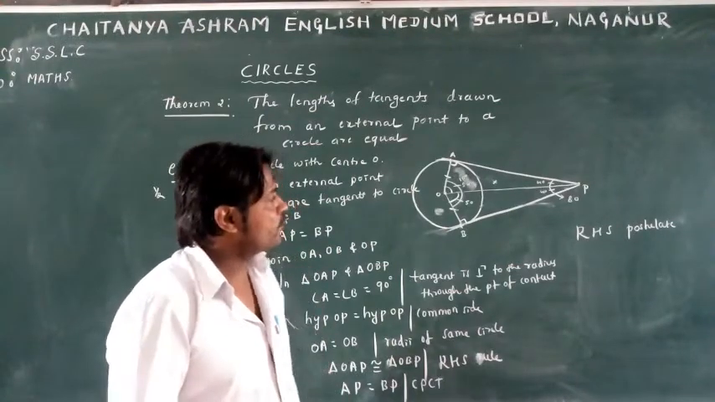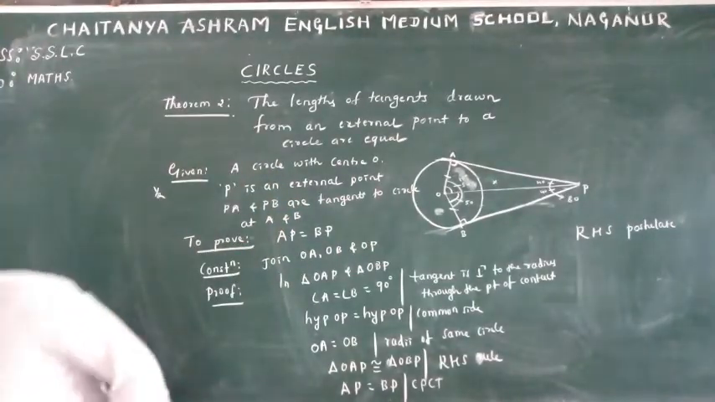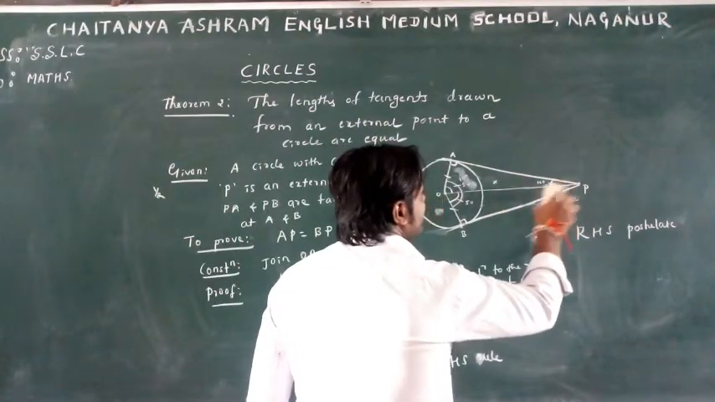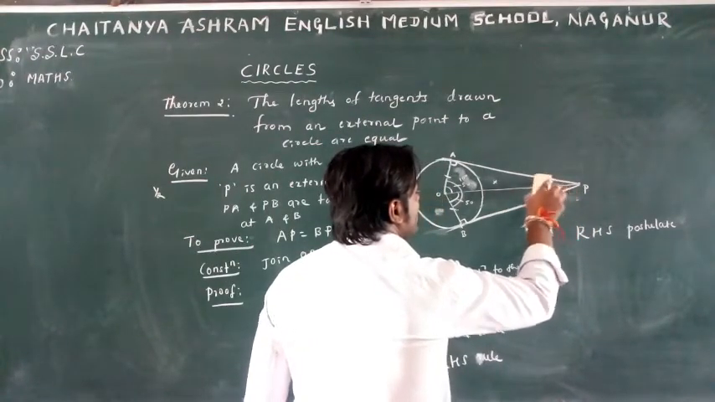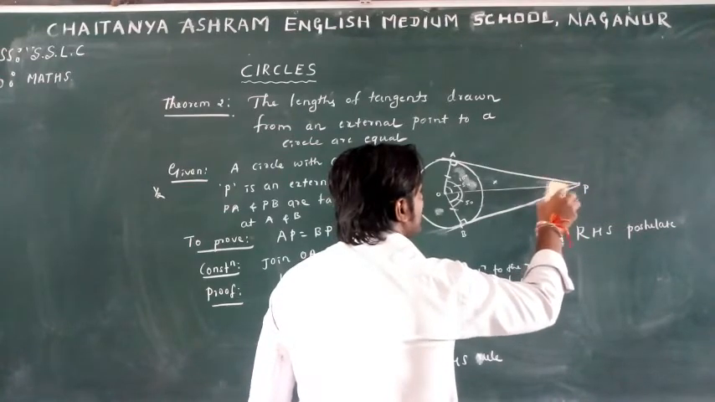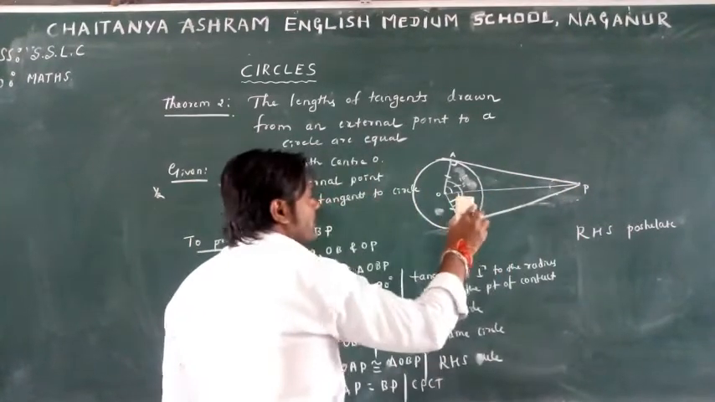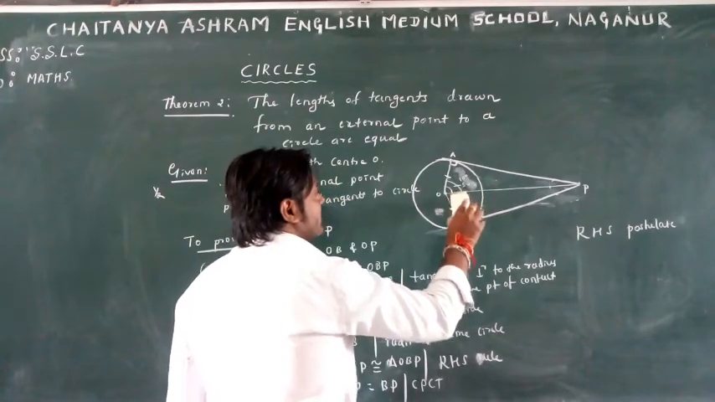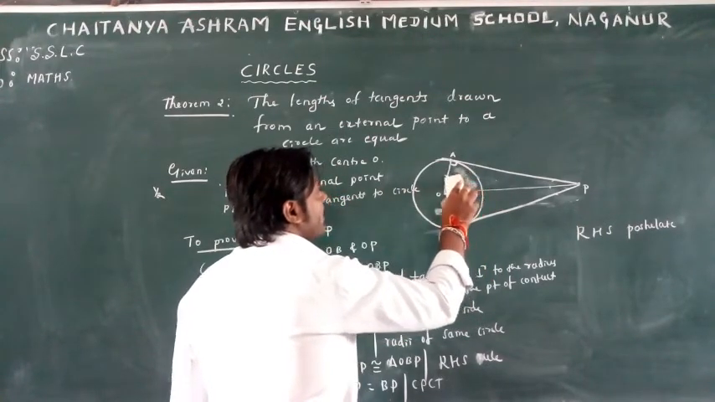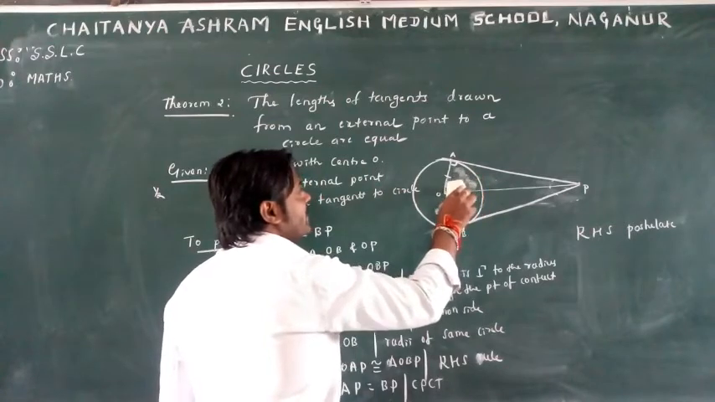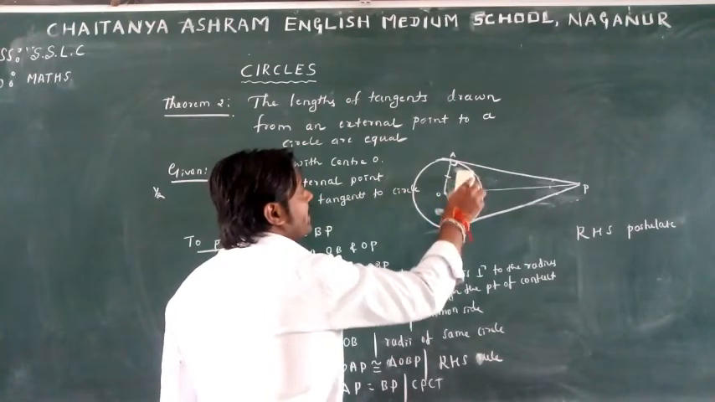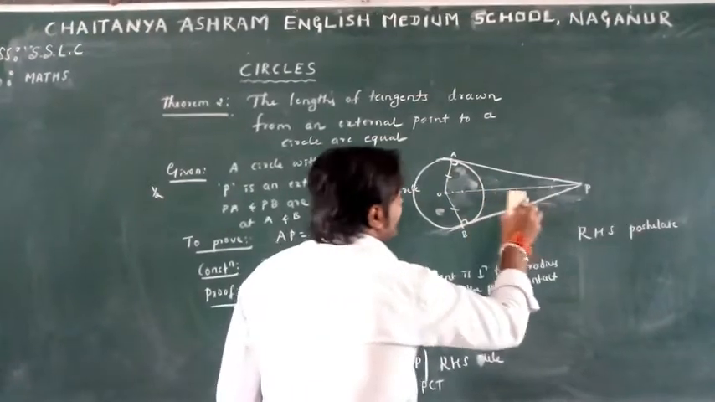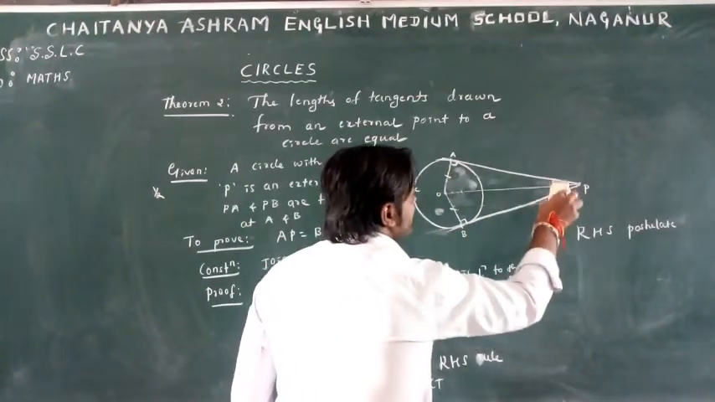Understood? So dear children, one minute. This we will discuss later in the exercise. In the proof part, this is not considered. For your better knowledge, I say this concept. Whatever it may be, we use this concept while solving the exercise. But the proof of this theorem does not include these concepts.